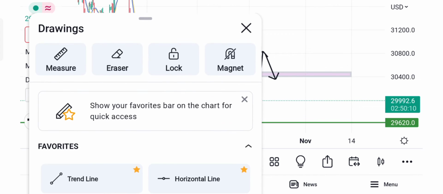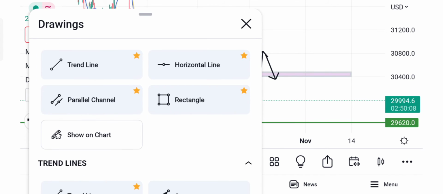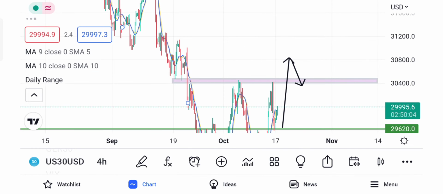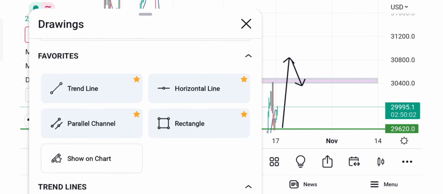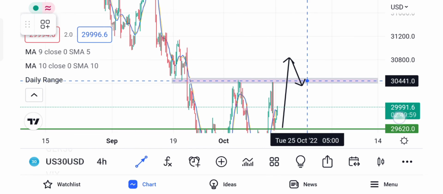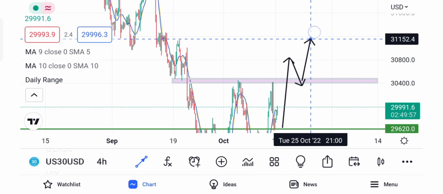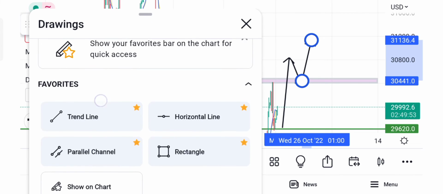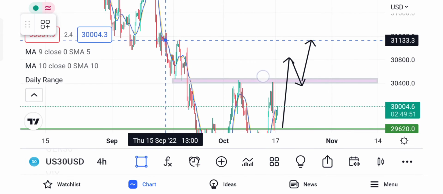So this is what we're gonna do. We're gonna wait for the market to retest right here, and then this is gonna be our take profit right there. But I feel like the market is still gonna go further up.